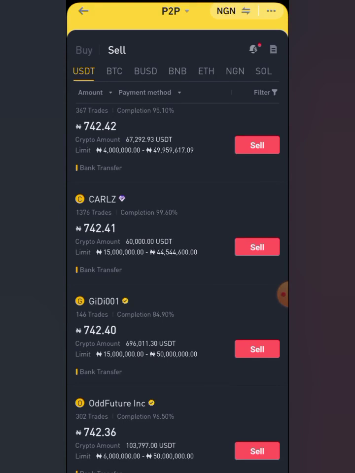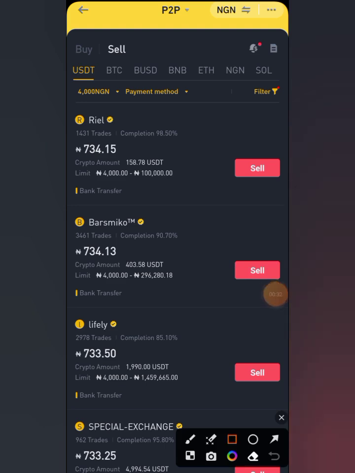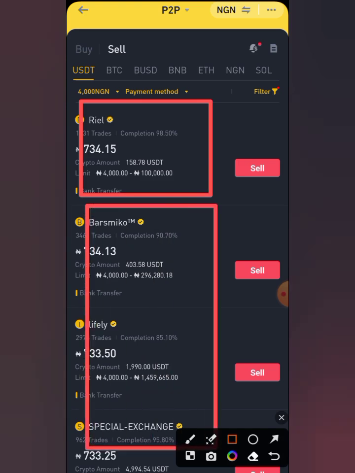Now let's assume that I actually want to sell my USDT to this particular merchant here, meaning that this merchant is buying from me. They have all set up their ads to show on the first page of the p2p section, and I'm going to show you how you can set up your own to appear on the first page, so that whoever comes first will see you and buy from you.